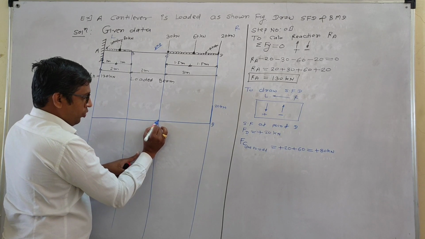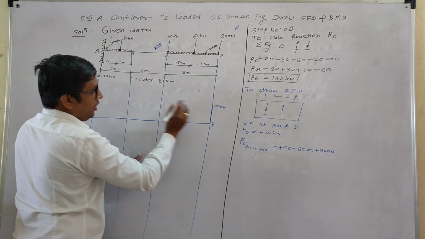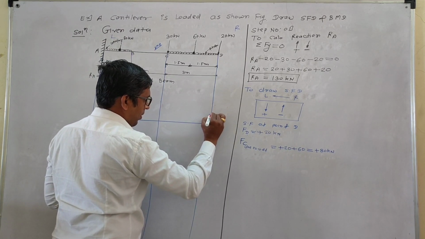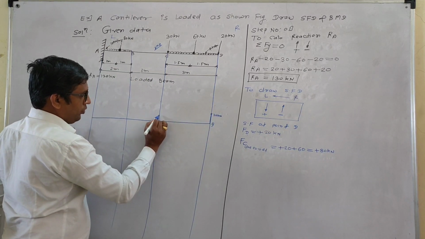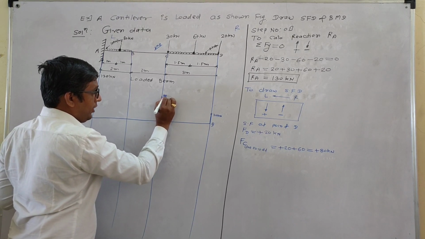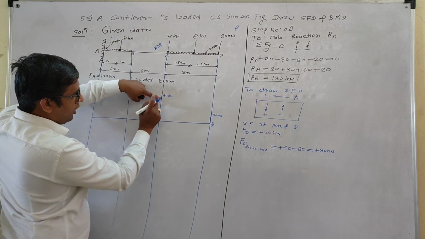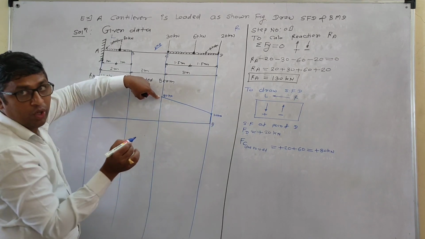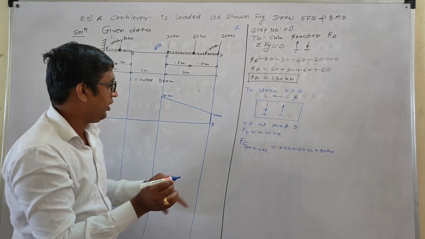Okay, 0, 10, 20, 30, 40, 50, 60, 80. Zero, 10, 20, 30, 40. This is the 80 kilonewton. At the point C, 80 kilonewton force, and then join these two inclined stretches. Why inclined? Because in between C and D there is a UDL.